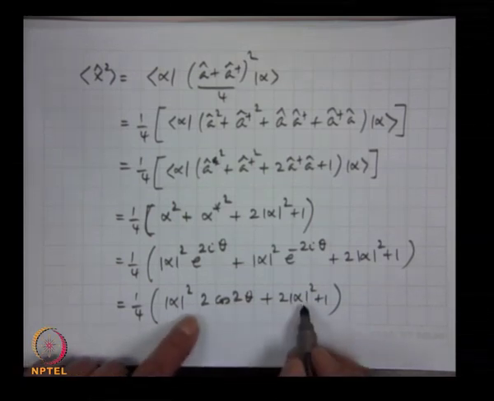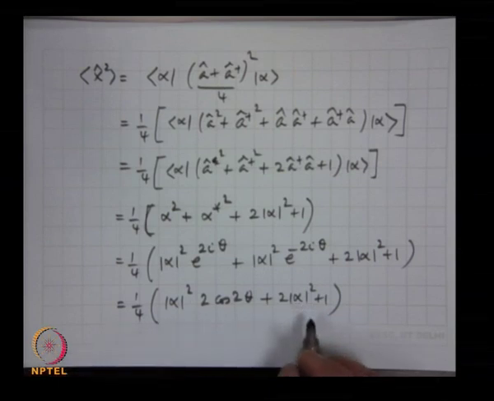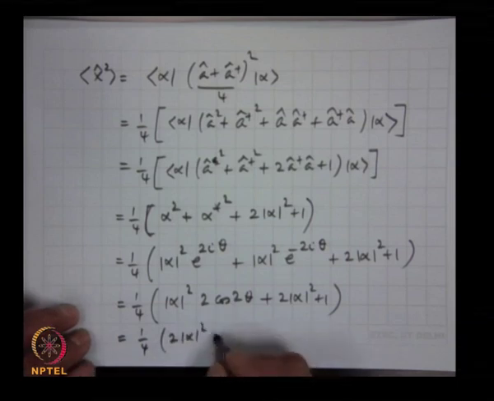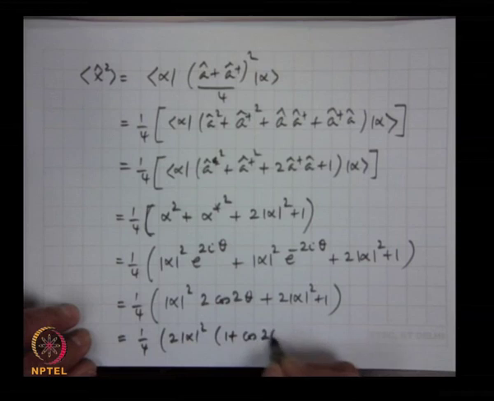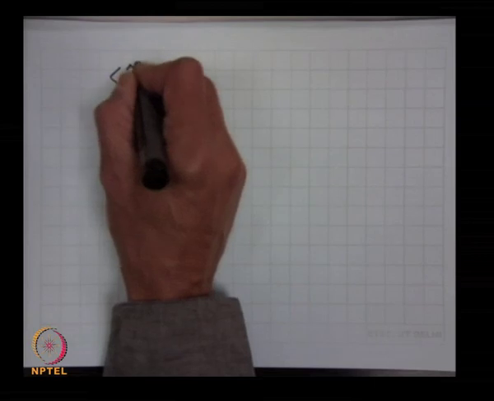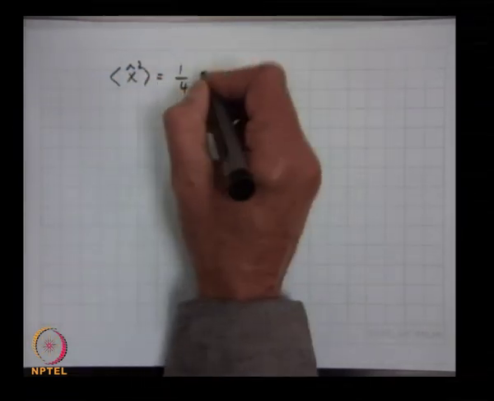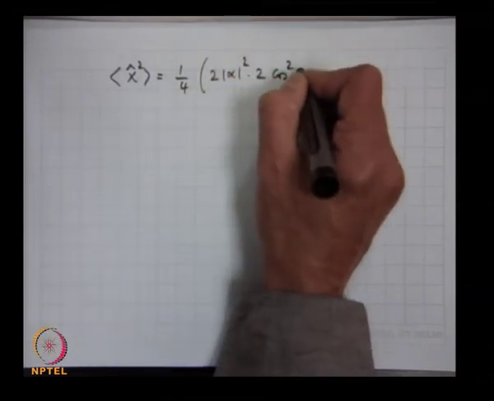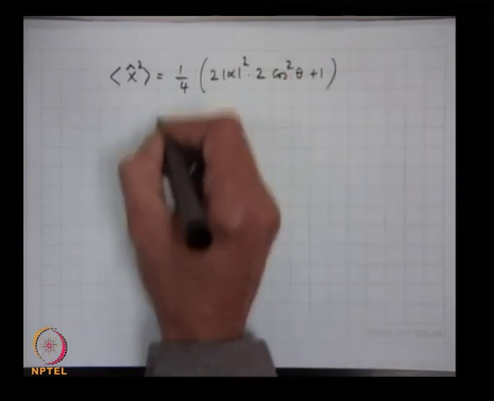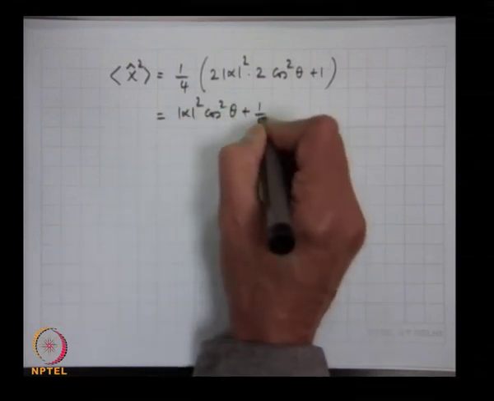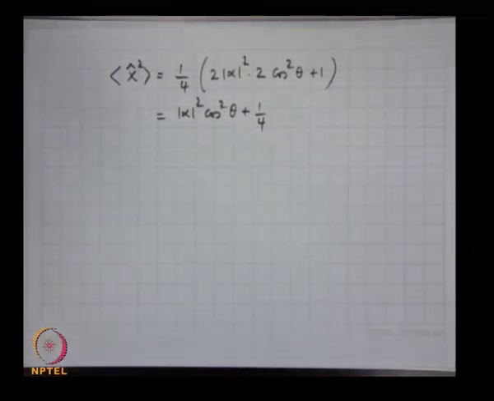So this is 2 mod alpha square into 1 plus cos 2 theta, which can be written in terms of cos theta. So you get 2 mod alpha square into 1 plus cos 2 theta, plus 1. So cos 2 theta is 2 cos square theta minus 1. So the expectation value of x square becomes 1 by 4, 2 mod alpha square into 2 cos square theta plus 1, which is equal to mod alpha square cos square theta plus 1 by 4. That is the expectation value of x square.